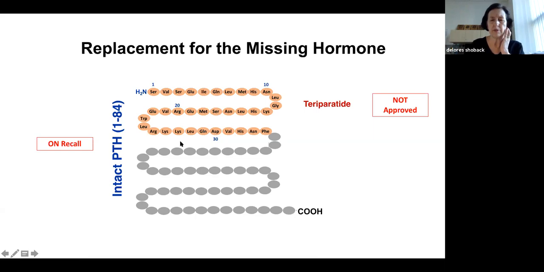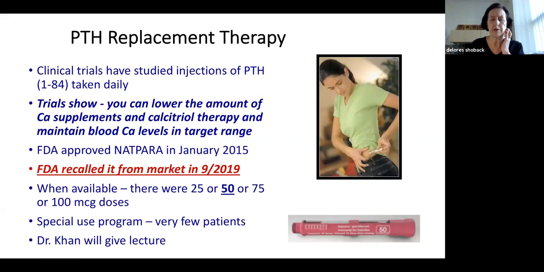These are the 2 forms of PTH that have been used and tested, and her talk will go over it. Just a word or two about PTH replacement therapy, which is what we're doing with these injections. There have been at least 3 clinical trials that have studied PTH 1 to 84 taken as a daily injection. These trials all show that you can lower the amount of calcium supplements and calcitriol to a very low level and maintain the blood calcium levels in the target range.